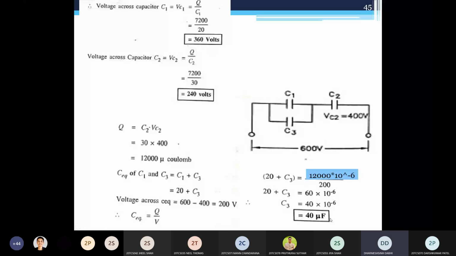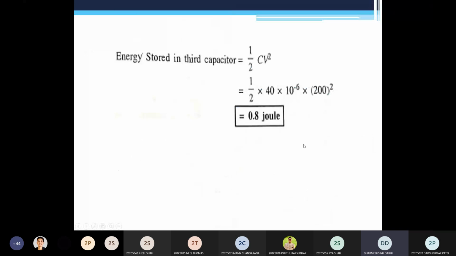I hope you understand how to get the answer for the unknown capacitance. Clear up to this? So that is the second answer. And the third one is the energy stored in this third capacitor, this 40 microfarad. So the simple equation is 1/2 CV squared. C is 40 microfarad, V is the voltage across this unknown capacitor, 400 volt. So you get the answer 0.8 joule.